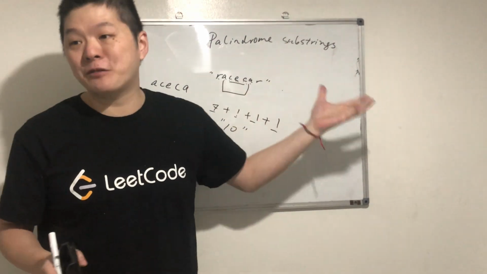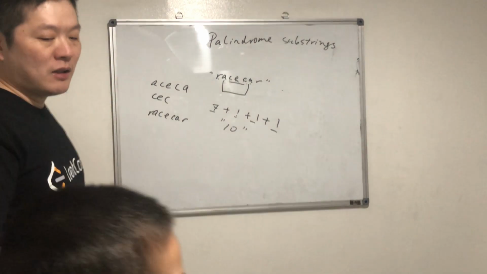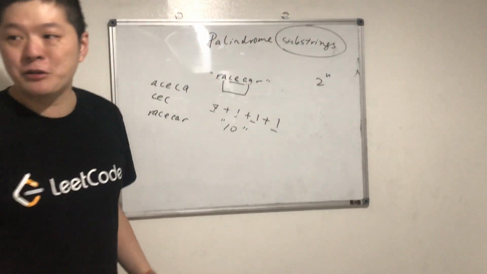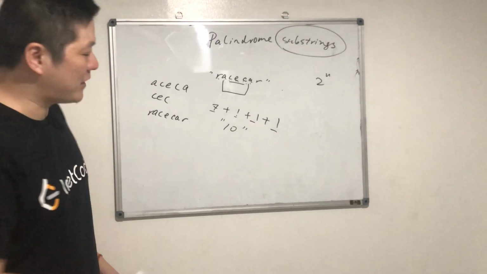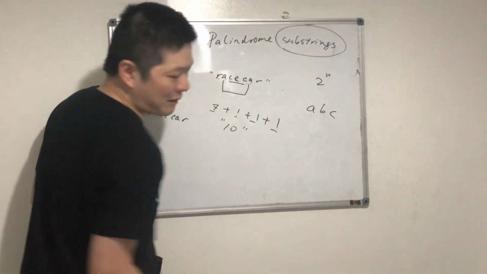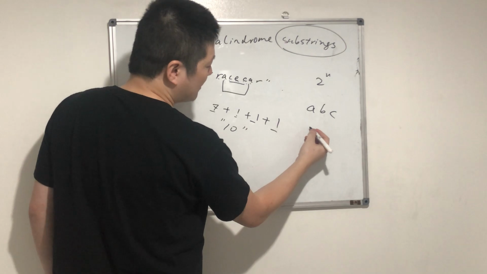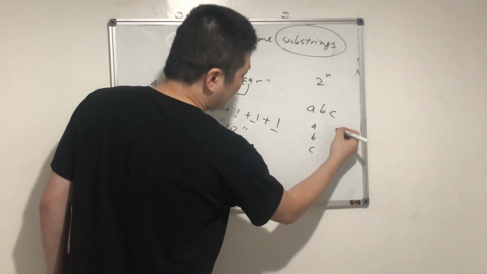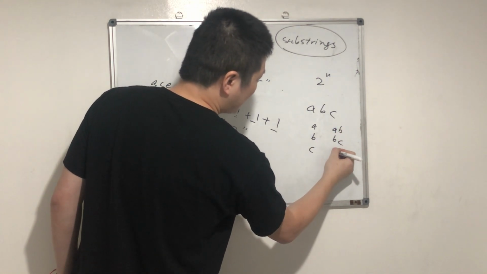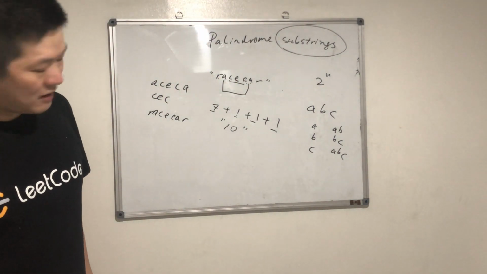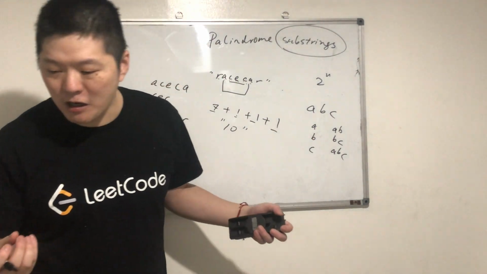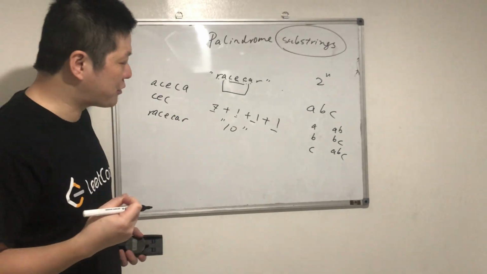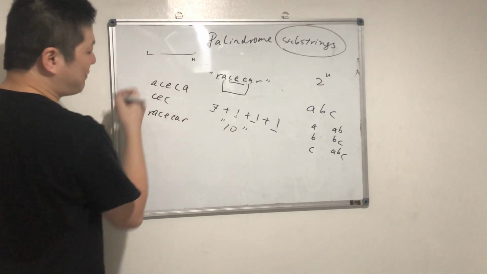Brute forcing subsequences takes O(2^N), right? But we are talking about substrings. How many substrings can we have? If the string is A, B, C, how many substrings? A, B, C, AB, BC, ABC. I'm not talking about palindromes, but about the number of substrings. So basically, if there are n characters, how many substrings do we have?